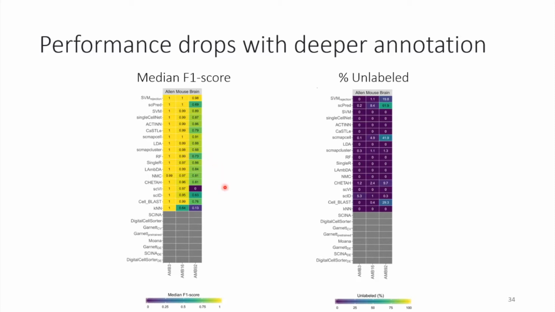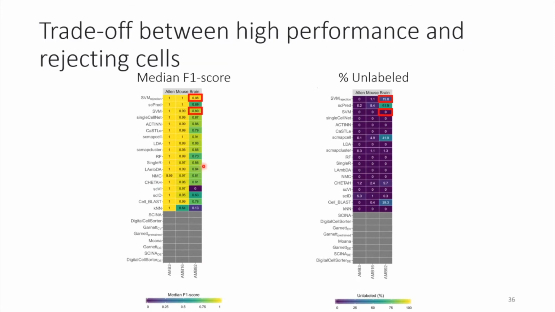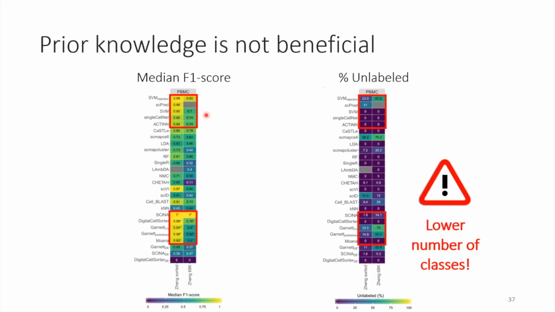But they suffer in a different way. So if you look here, SCVI, which is based on a variational autoencoder, suffers really quite a bit. And this is not because SCVI is bad at all. This is just because at this level, there are a lot of very small populations. So this variational autoencoder cannot learn from this data at all. I did talk about this trade-off between the rejection and the performance, so I'll go over that.